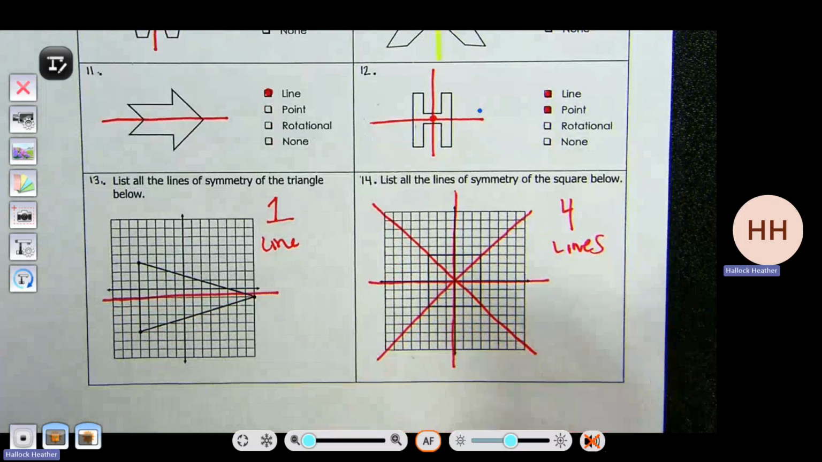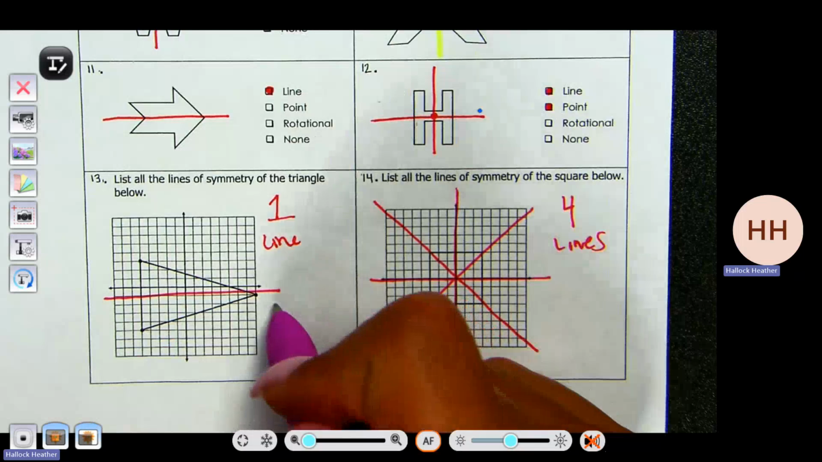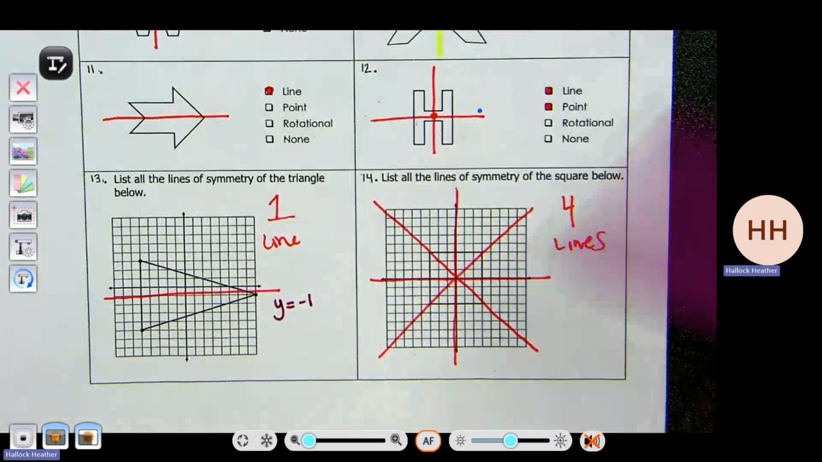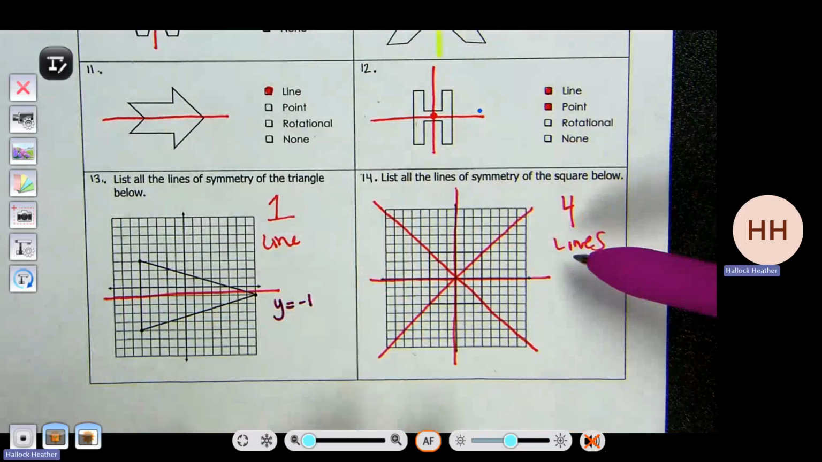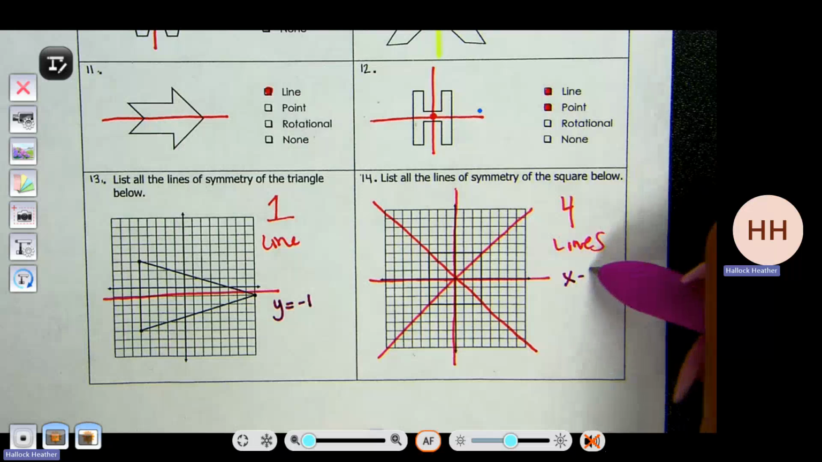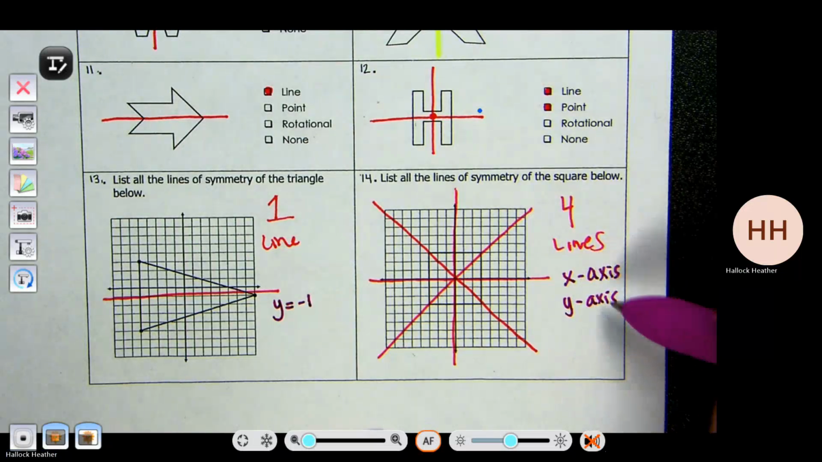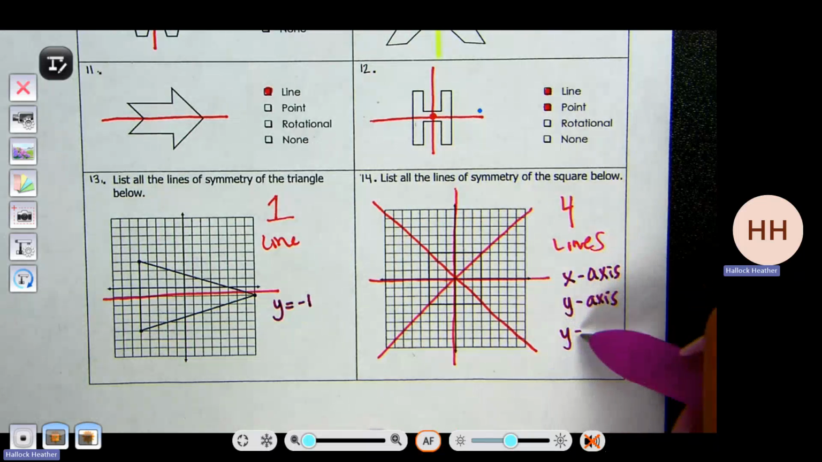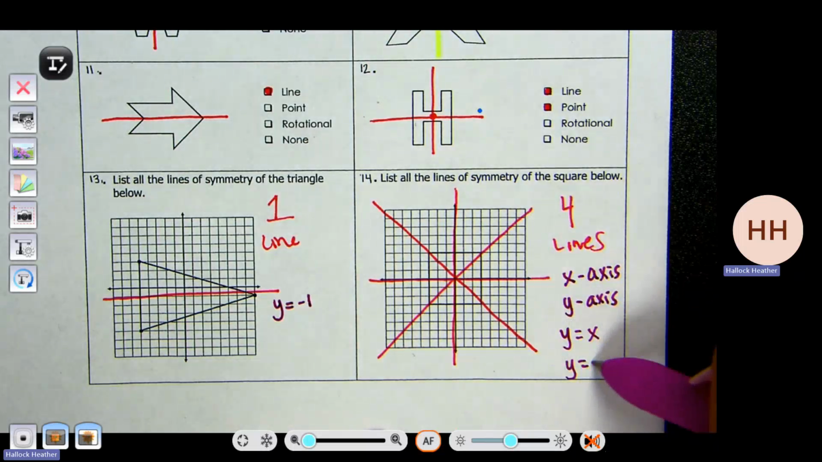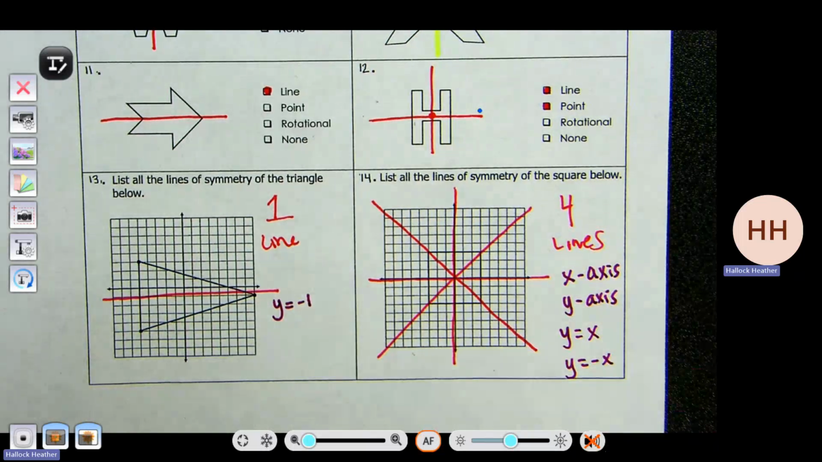And this one wanted you to list all the lines of symmetry that the triangle below has. I noticed some people literally wrote the lines, which is fine. This would be y equals -1. I just drew in the lines. This one has 4 lines. It's the x-axis, the y-axis, and then also y equals x and y equals -x. So technically those are all the lines of symmetry for that. There's 4 lines.